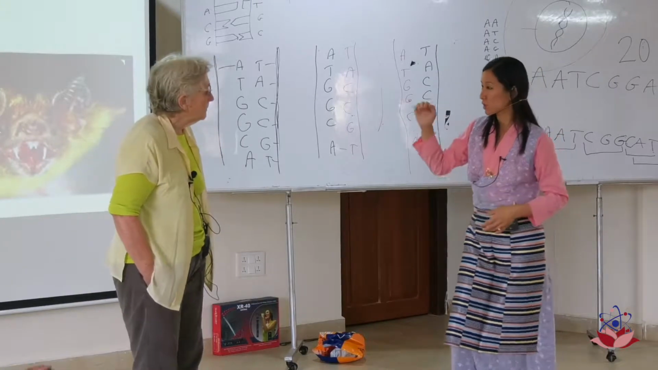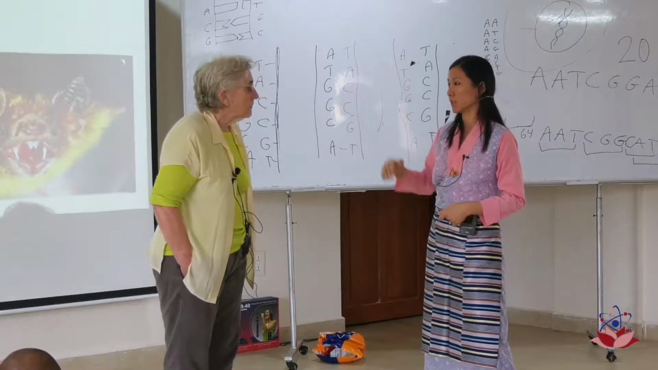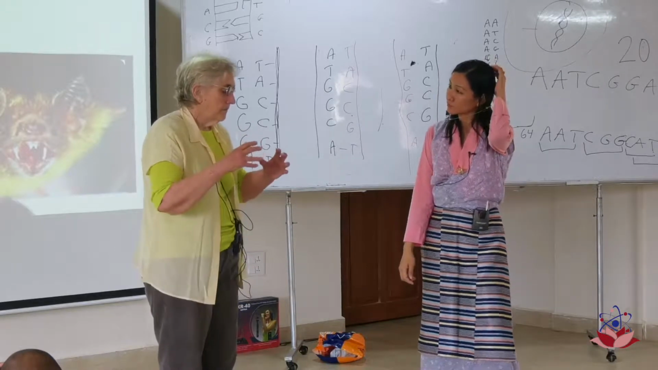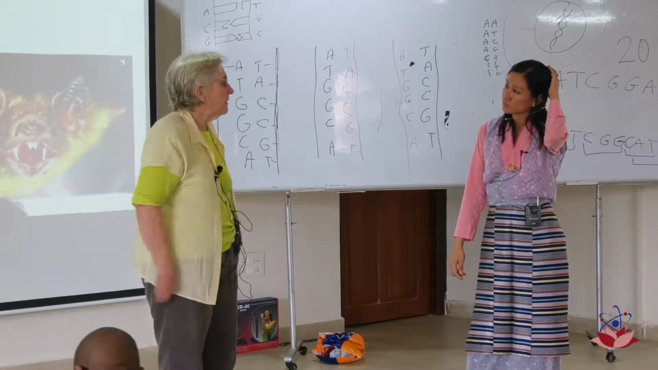So is there a particular sequence like there is AT and then GC and then AT and then GC like that? That could occur, but that's not necessary. To us it would look random as to what these bases are.